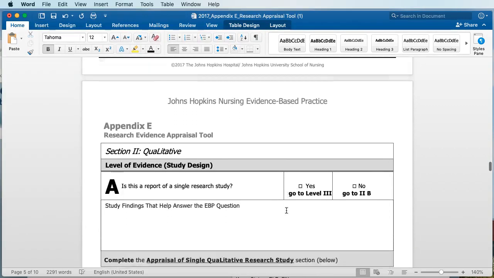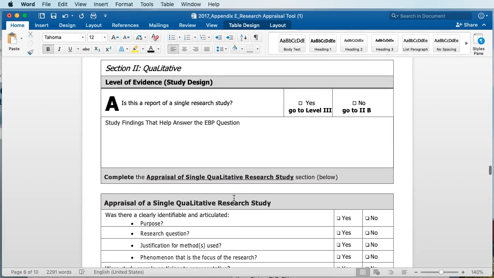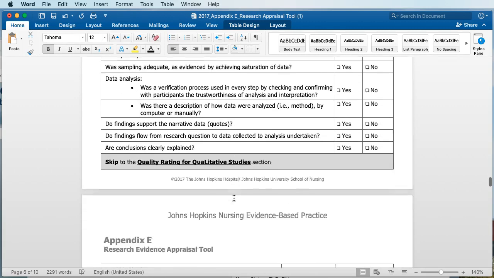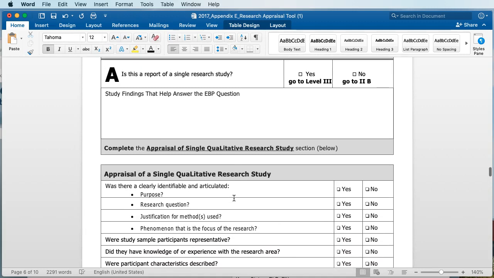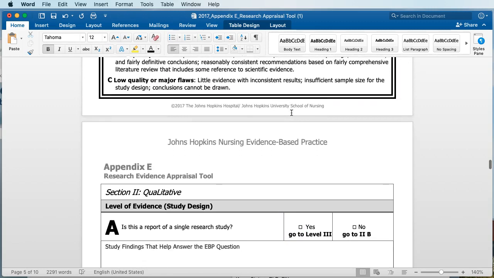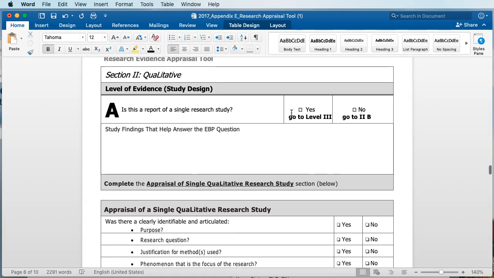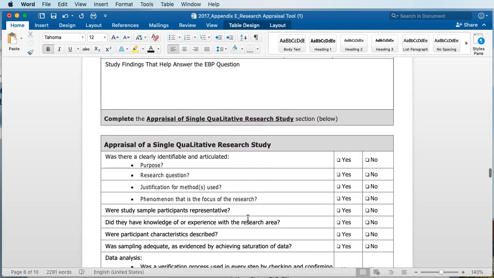And so we get to qualitative. And so qualitative, is this the report of a single research study? If it's yes, go to level 3. If it's no, go to 2B. Okay. So what this is really saying to us is that this is a level 3 study, and because it's qualitative, if I go back up here, it's going to tell us, and I don't want to keep moving back and forth, to go to appraisal of a single qualitative research study.